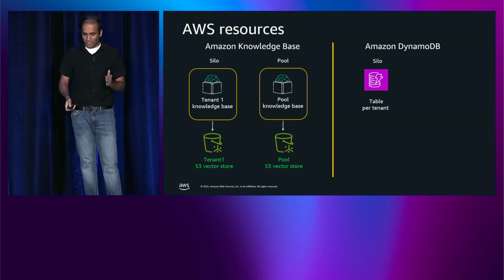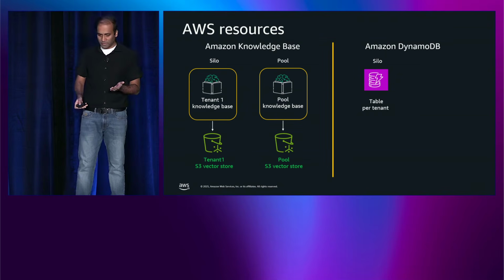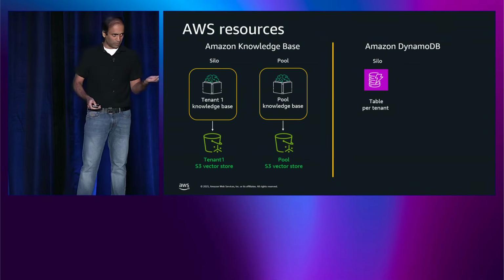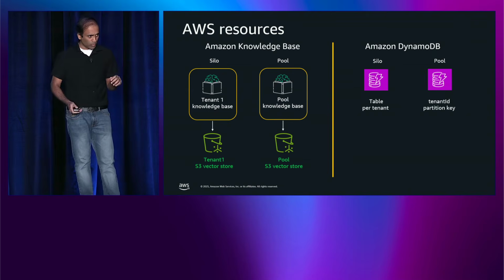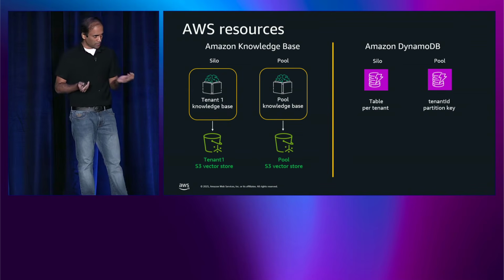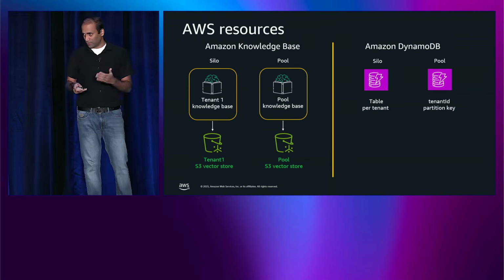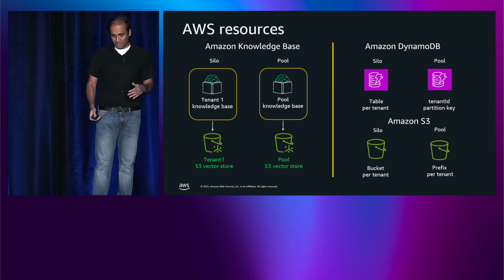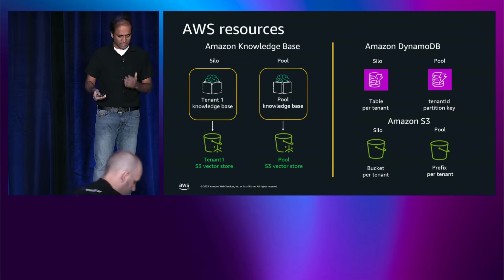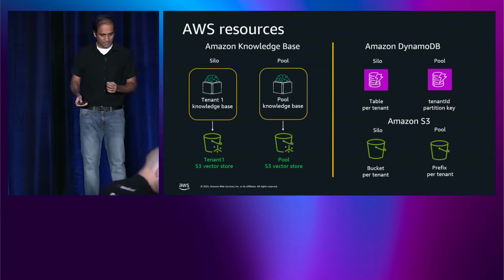Applying the same principle for another AWS resource, the Amazon DynamoDB table, a silo model would be a table per tenant, or a pool model would be a single table shared across multiple tenants, but you would have a tenant ID as a partition key, so that it is unique for that particular tenant. Applying the same principle for an S3 bucket, a silo model would be a bucket for each of your tenants, whereas for a pool model, you would create a prefix for each of your tenants within the same bucket.